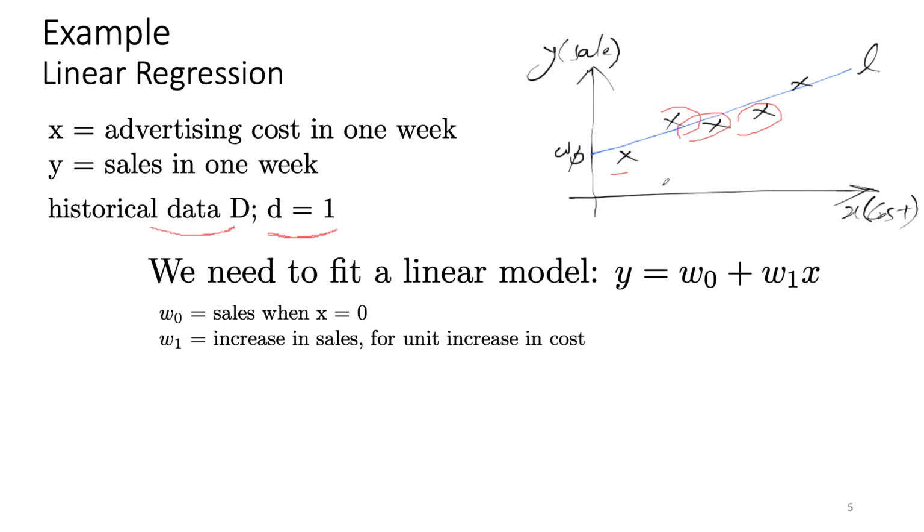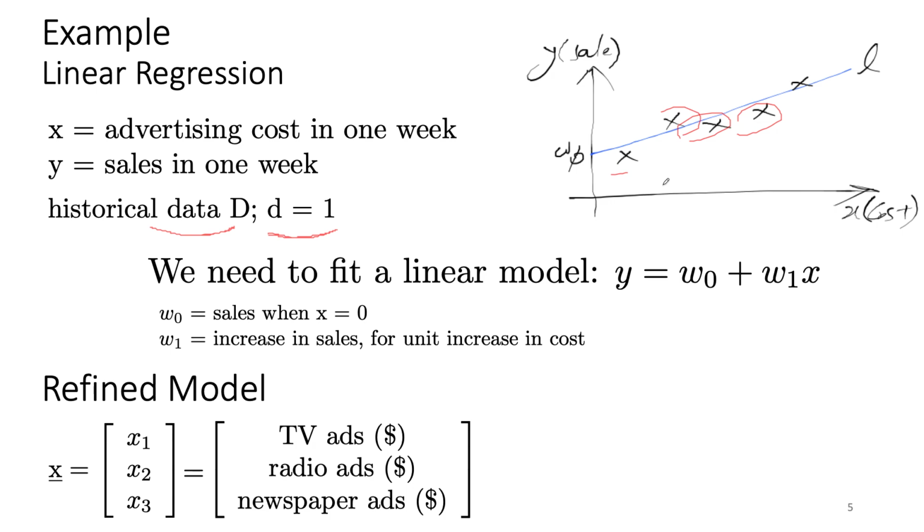So now, we can have a refined model defining x1, x2, and x3 in our matrix X. So different costs are coming into account. TV ads, radio ads, so these are dollar amounts. Newspaper ads, or I don't know, online ads.